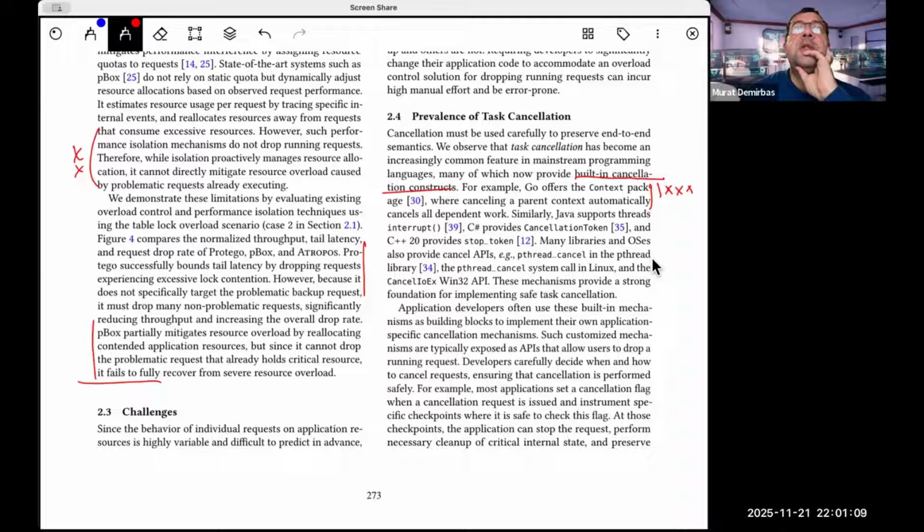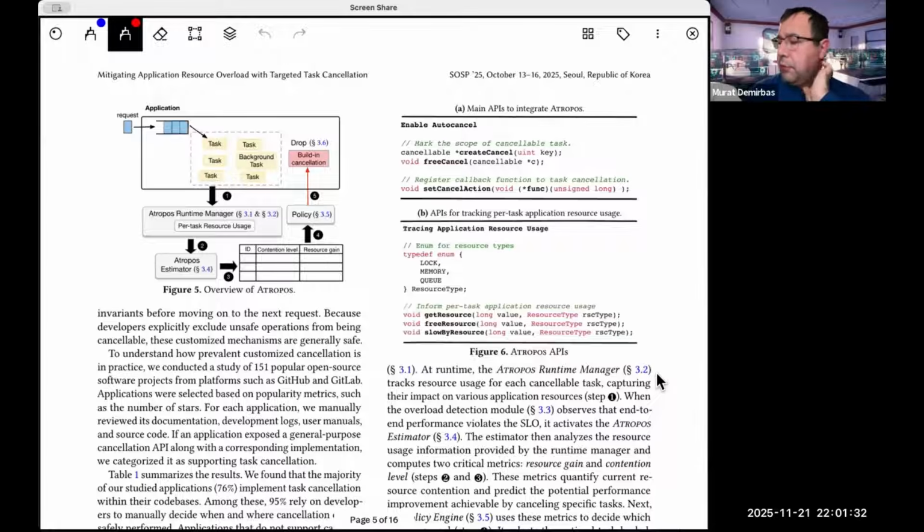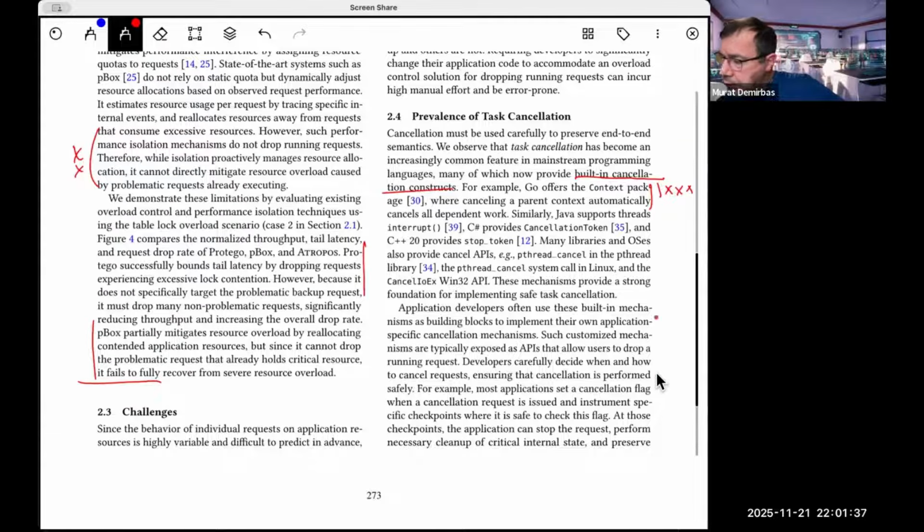Many libraries and OSs also provide cancel APIs: pthread_cancel in the pthread library, the cancel system call in Linux, and the CancelIoEx Win32 API. These mechanisms provide a strong foundation for implementing safe task cancellation. Application developers often use this. This paragraph, I didn't, okay, it said application developers, so maybe let's read that. Such customizations are typically explained. Okay, then it's not saying much.